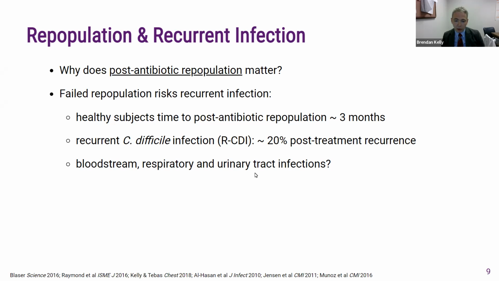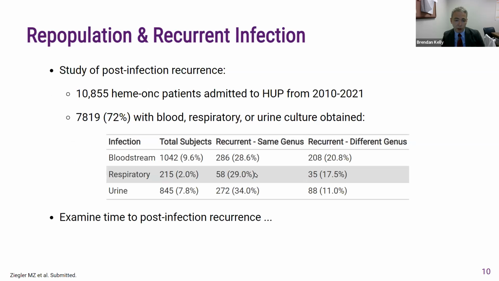So I think bloodstream, urine, and respiratory tract infections also there's some data for. And this is something we looked at ourselves. This is work done by one of my mentees, Matt Ziegler at Penn, who's interested in the hem-onc population. We looked at over 10,000 hem-onc patients admitted to HUP over 11 years from 2010 through 2021, and found about 7,800 of them who had either a blood, respiratory, or urine culture obtained. About 1,000 of them had bloodstream infection determined by a positive blood culture and clinical signs of infection, 215 with a positive respiratory culture, 845 with a positive urine culture. And then we looked at over 180 days thereafter what the recurrence rates were.